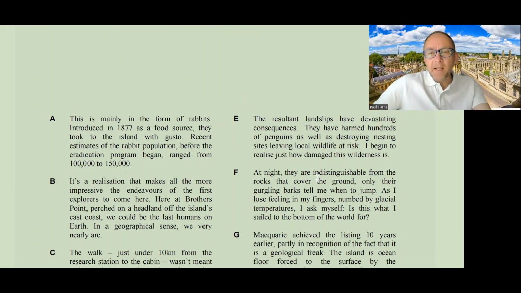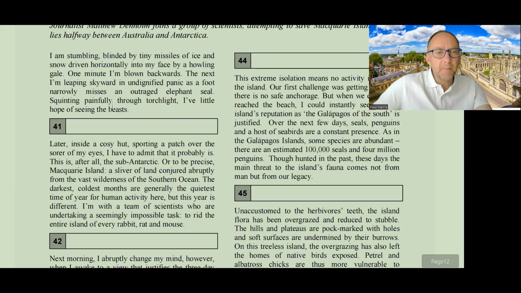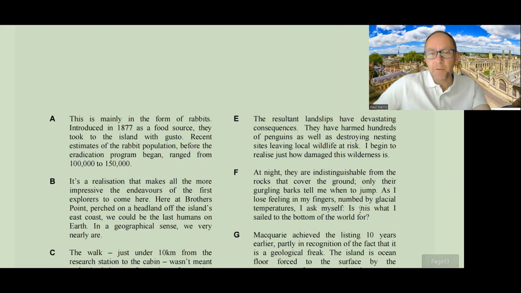At night, they are indistinguishable from the rocks that cover the ground. Well, what does they refer to here? Well, they refers to the beasts, and the beast we know refers to elephant seals. Okay, and you can't distinguish between them and rocks on the ground, okay? Only their gurgling barks tell me when to jump. Again, they're referring back to they, which refers back to these animals.